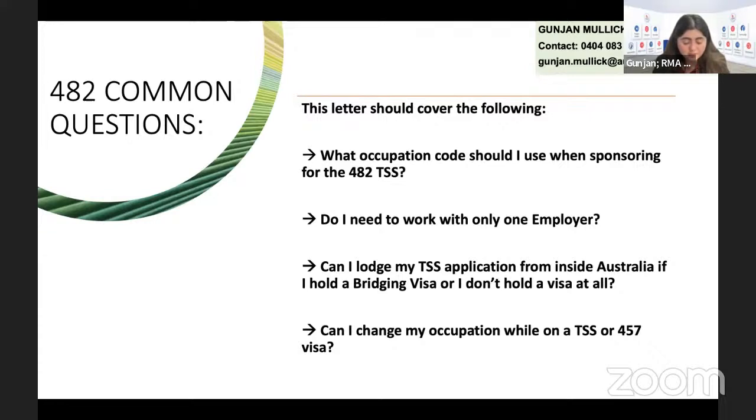Is apprentice mechanic work experience considered for the 482 visa? If you're working as an apprentice for mechanical, I guess motor mechanic, and your tasks are at the skill level of a motor mechanic, then yes, you may be eligible for the 482 visa. So that's fine. That's not an issue.